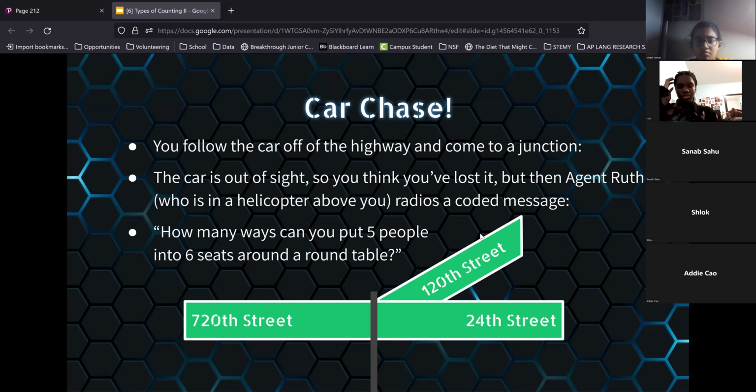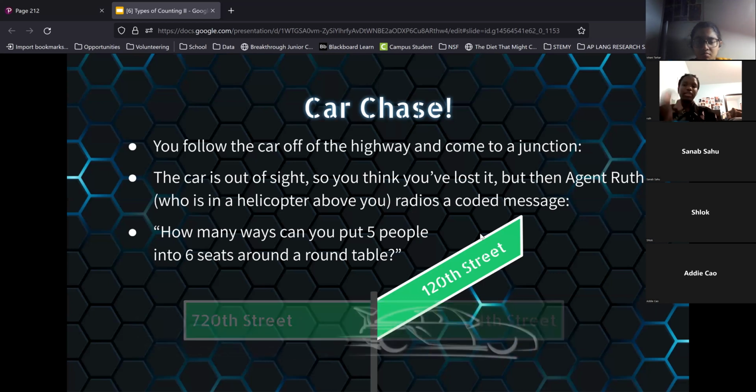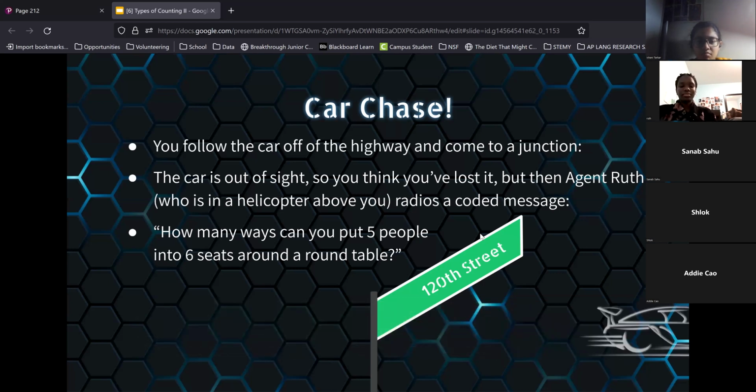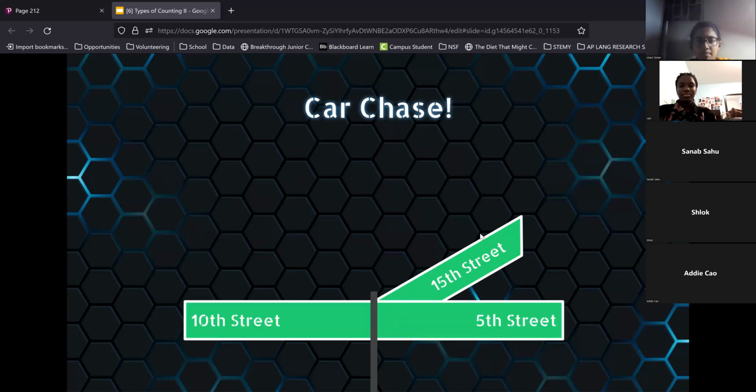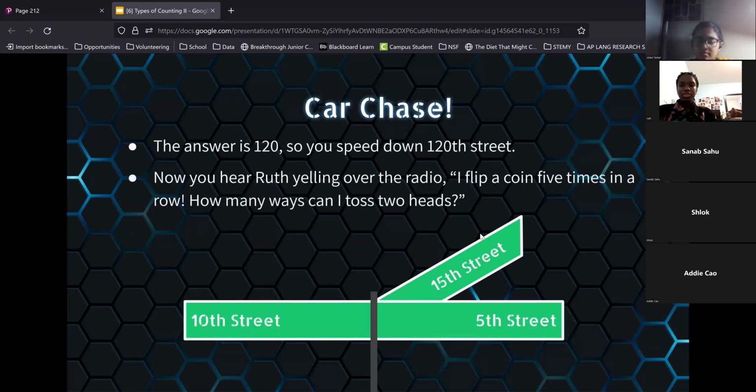Yeah, so the answer is 120 because it's 5 factorial. So you speed down 120th Street. Now you hear Ruth yelling over the radio, I flipped a coin 5 times in a row. How many ways can I toss 2 heads?